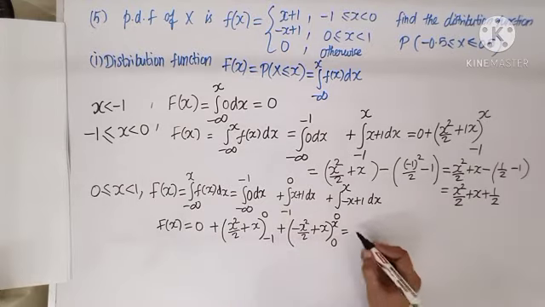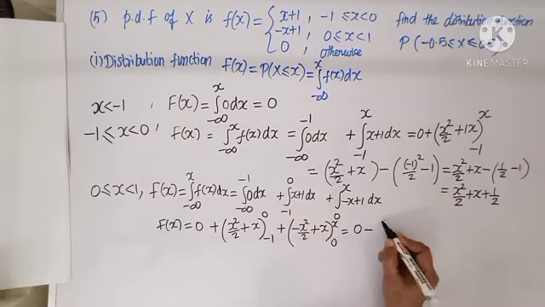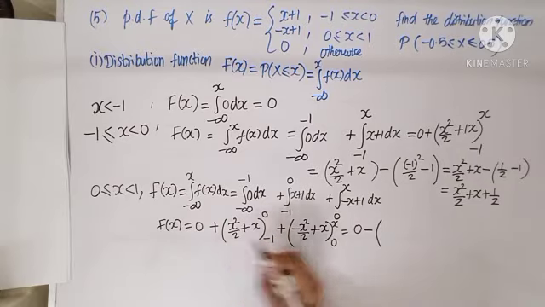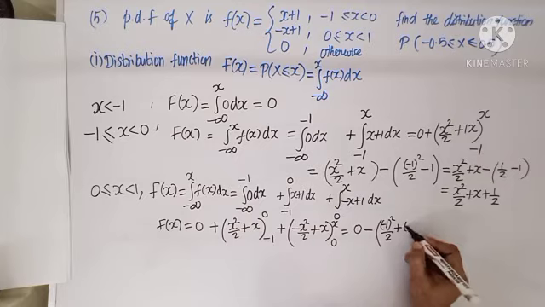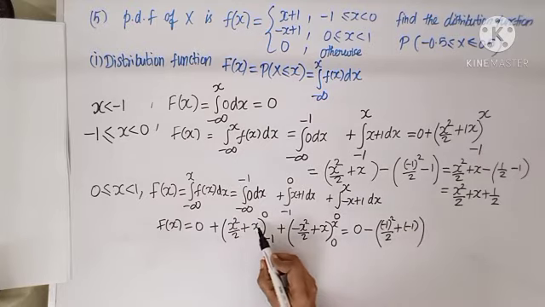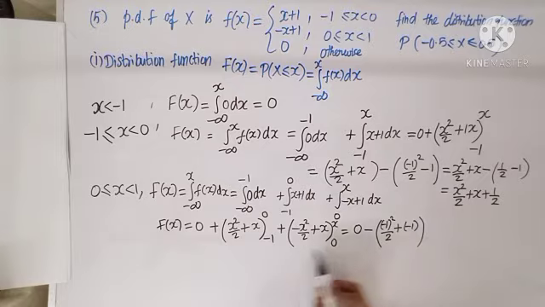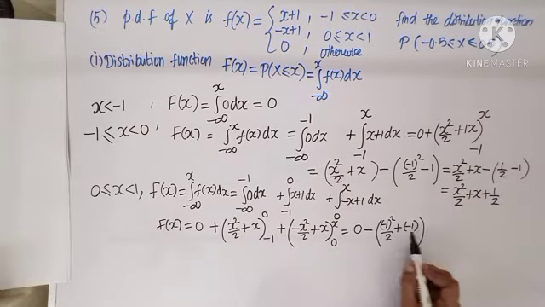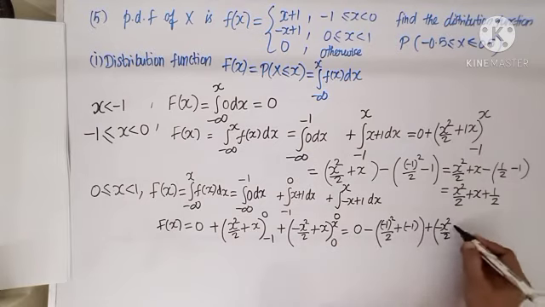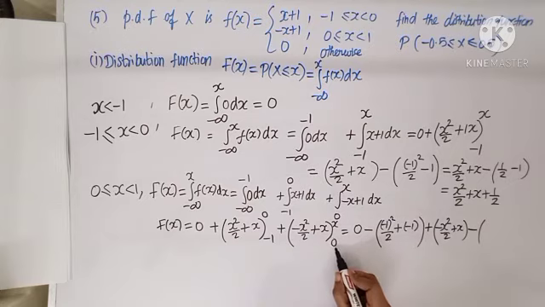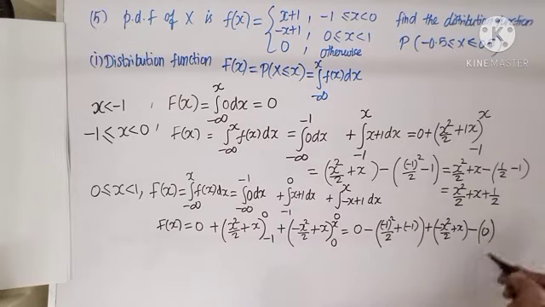Putting upper limit, it is 0. Putting lower limit, minus 1 square by 2 plus minus 1. So wherever x is coming, I put upper limit 0, my answer is 0. Lower limit minus 1, we have substituted. Plus, wherever x is coming, put x itself: minus x square by 2 plus x. Minus, wherever x is coming, put lower limit 0, it is 0.